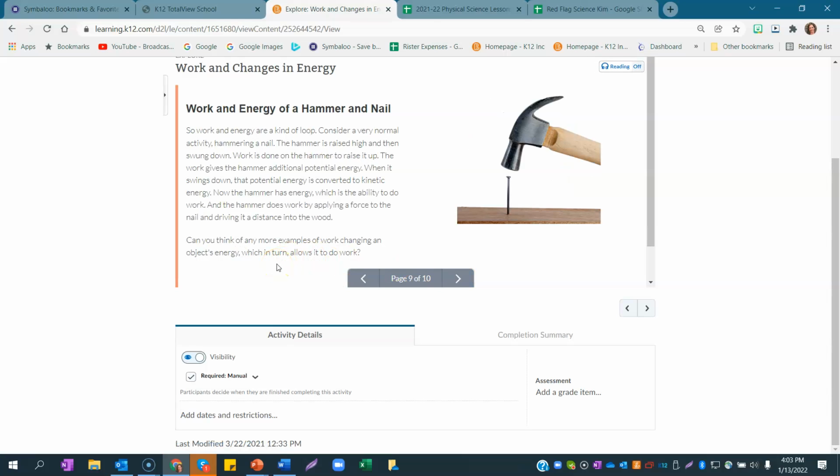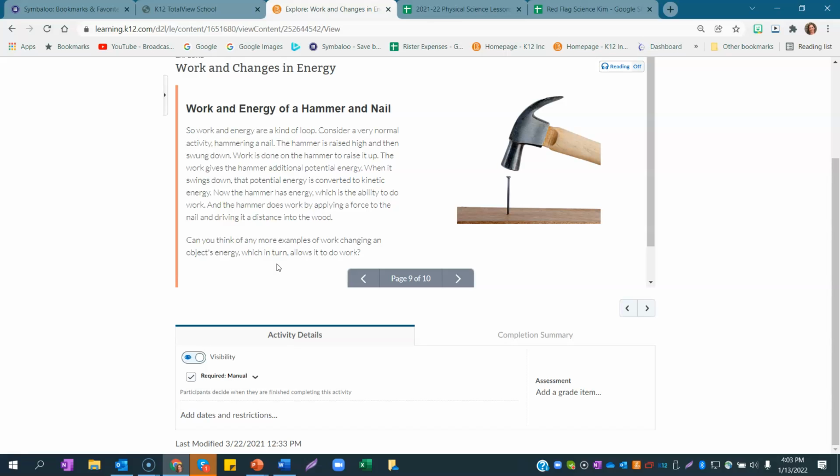So work and energy are kind of a loop. Consider a very normal activity, hammering a nail. The hammer is raised high and then swung down. Work is done on the hammer to raise it up. The work gives the hammer additional potential energy. And when it swings down, that potential energy is converted to kinetic energy. So as the height decreases, when it swings down, that potential energy changes to kinetic because then the nail moves.